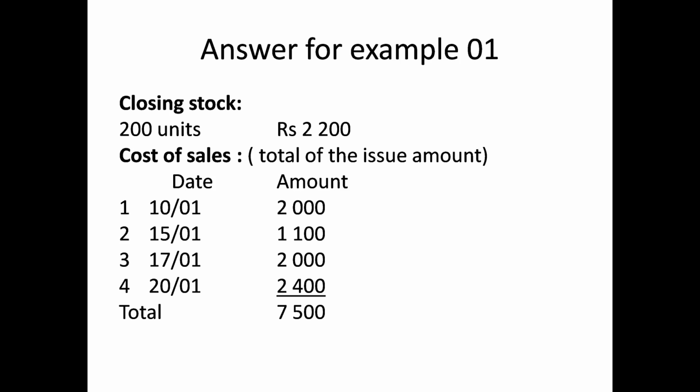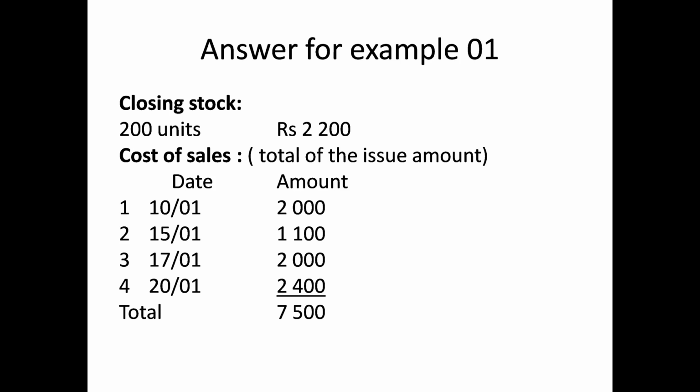Okay, cost of sales is the total of the issue value. How many issues you have done? You have done 4 issues. Go to the first issue. What's the amount? That's 2000. Write 2000 plus second issue. What's the amount? 1100. Plus third issue amount is 2000. Plus the last issue, the amount is 2400.